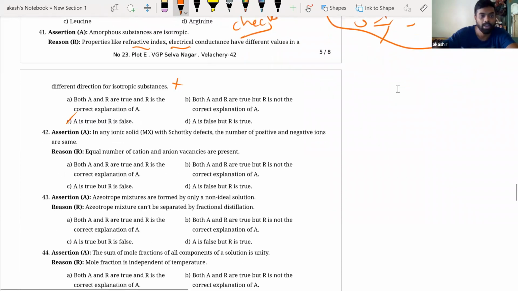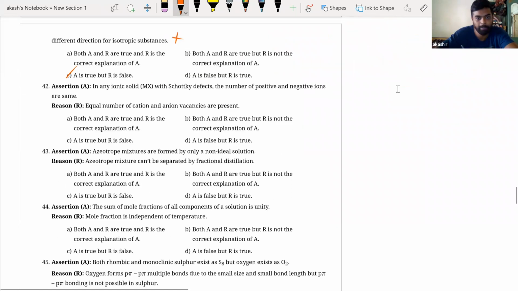Next. In any ionic solid, with Schottky defect, the number of positive and negative ions are same. Yes, right. Because one cation moves, and one anion also leaves. They will have equal number of cations and anions. So this is also correct, and it's the correct explanation, because of this only, I have equal number of positive and negative ions. So both A and R are true, and R is the correct explanation of A.